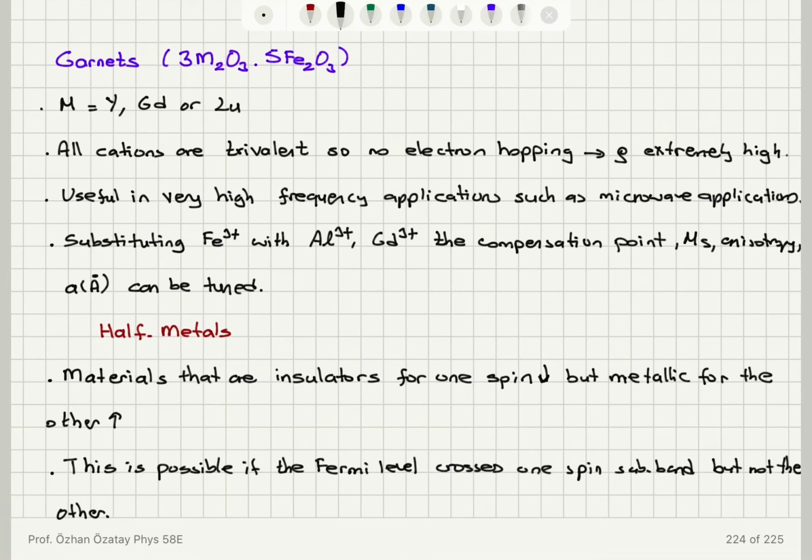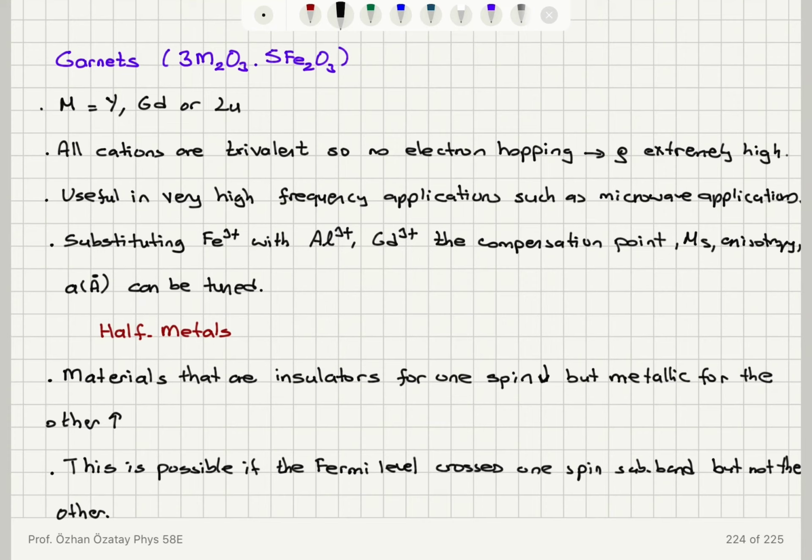Another family of ferrimagnetic oxides is garnets. These are in the form 3M2O3·5Fe2O3, where M is yttrium, gadolinium, or lithium. This is different from the other ferrites because all the cations are trivalent, so there is no electron hopping mechanism and the resistivity is extremely high. Therefore, they're useful in very high frequency applications such as microwave applications. If we substitute the iron with aluminum or gadolinium, the compensation point, saturation magnetization, anisotropy, and the lattice constant can all be tuned.